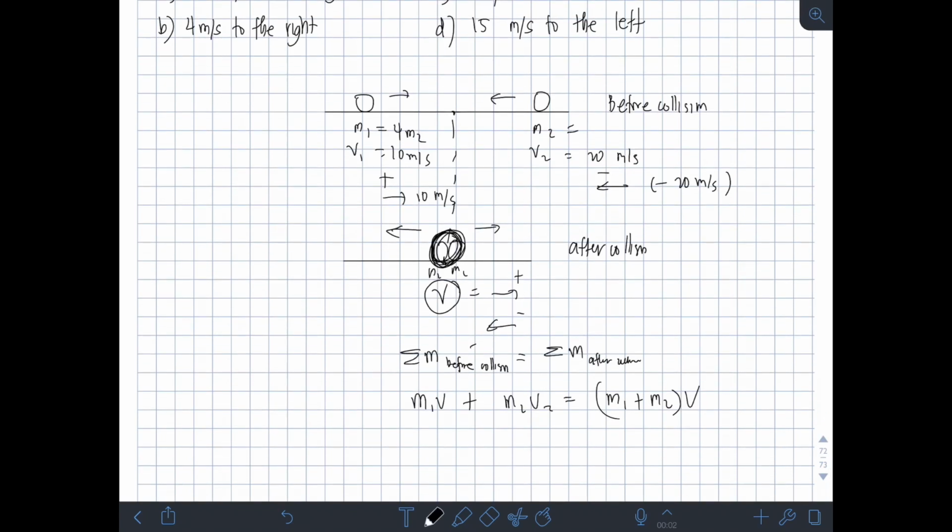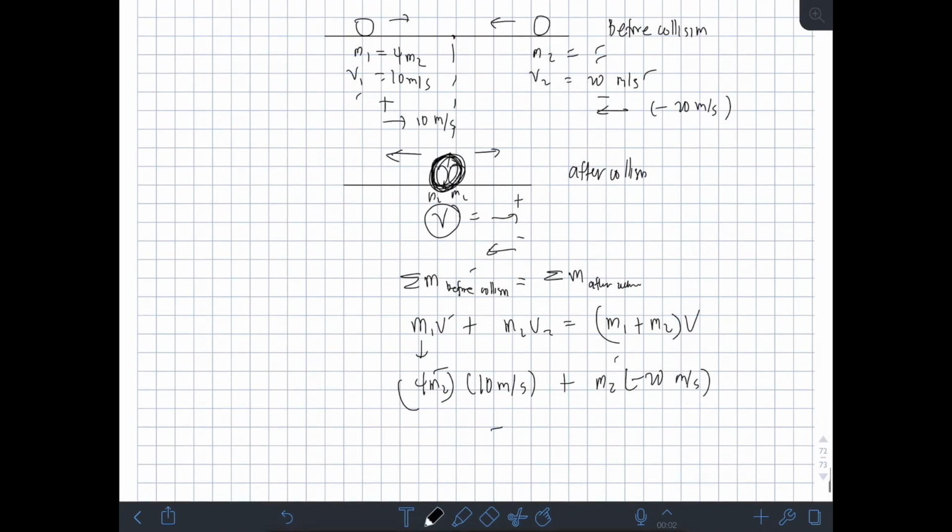So, substitute natin yung values. So, M1 is 4M2. So, magiging, in terms of M2 tayo dito. So, M1, substitute ko as 4M2 times yung initial velocity niya na positive 10 meter per second. Plus, ano si M2 at is. So, magiging in terms of M2 yung equation natin, right? And then, ano yung initial velocity niya? Negative 20 meter per second. Equal. So, M1 plus M2, yung M1 gagawin kong in terms of M2. 4M2, right? Then, plus M2 times unknown V.